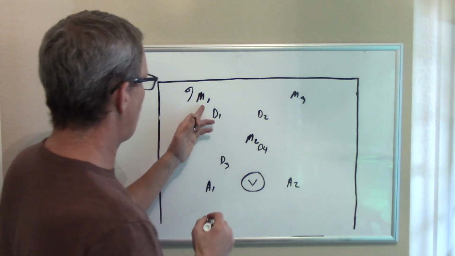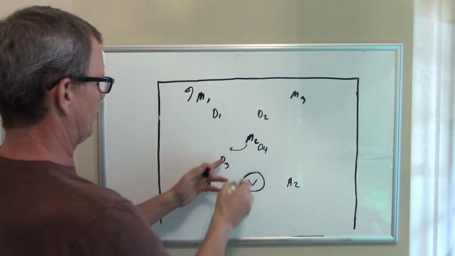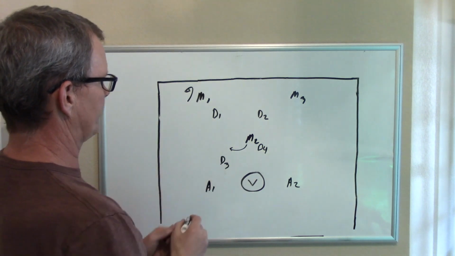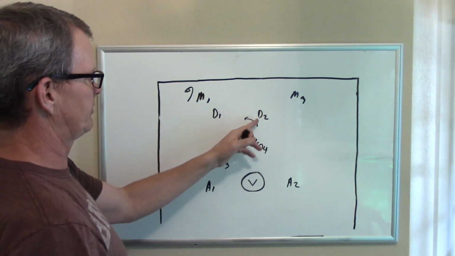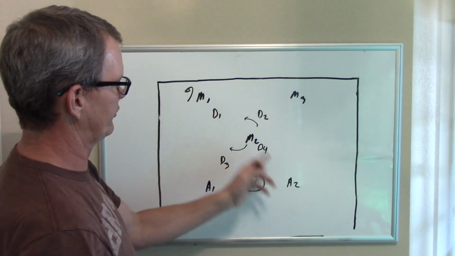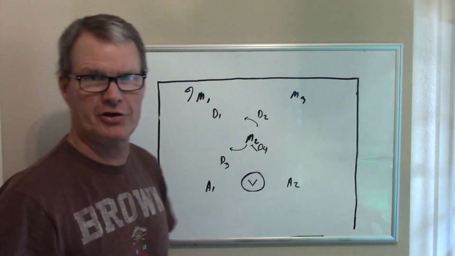So, ball's with M1. I've got left. I've got to be able to help on the crease here. I've got to be helping on skip passes. I've got right. D2 has to be able to help on the crease as well as on a skip pass. D4 has to cover the crease.